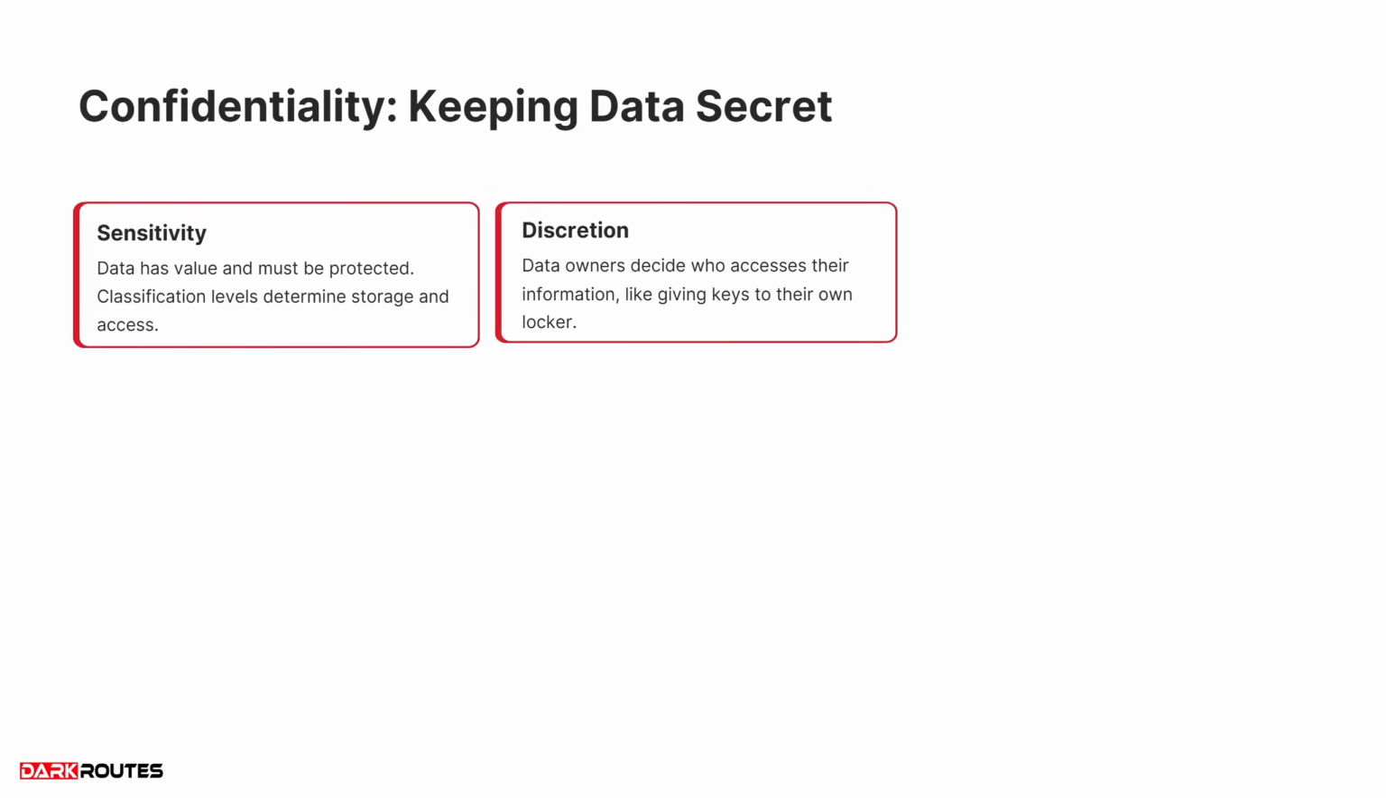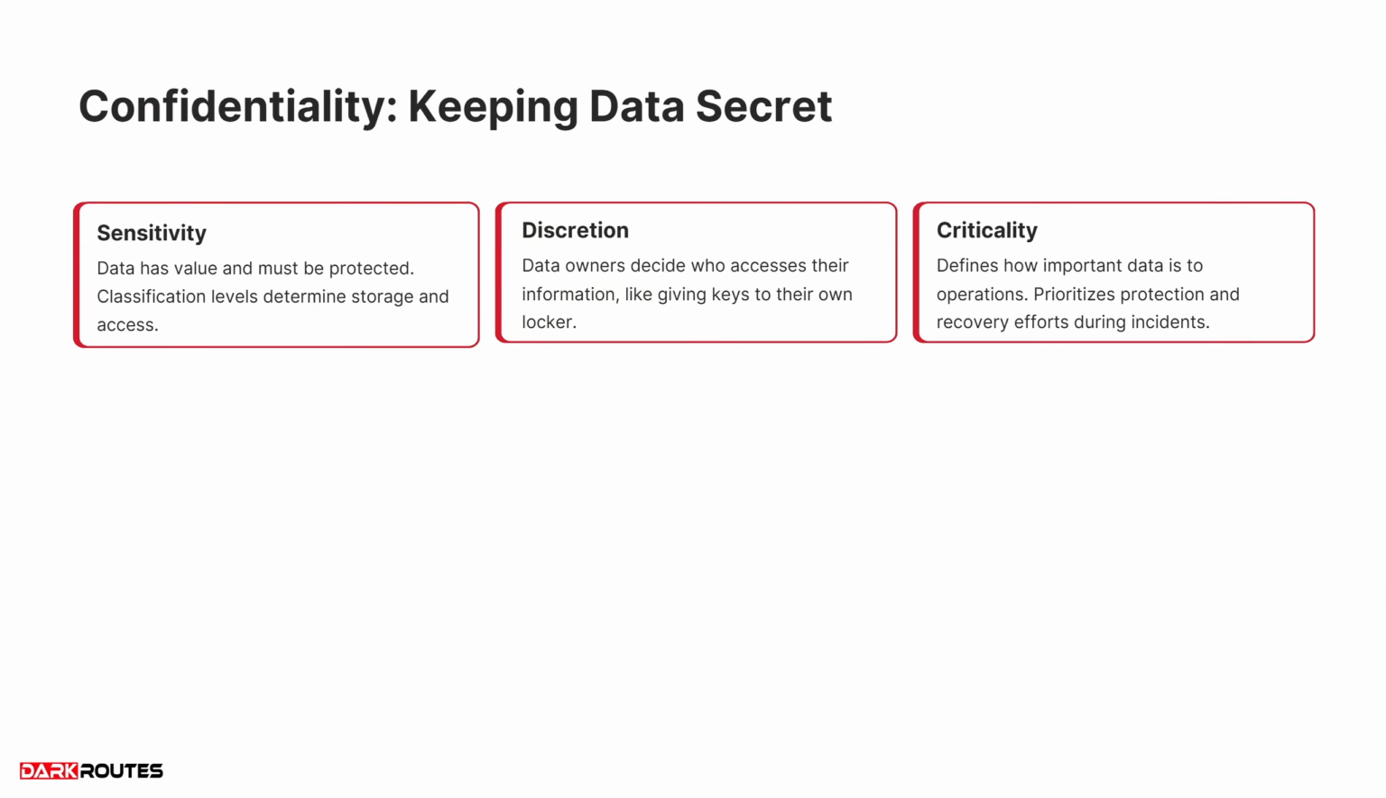Next, we have discretion. Discretion is about how and by whom access decisions are made. Think of it like giving the power to the data owner so that they can decide who can see or use the data. For instance, on a corporate file server that is using a DAC system, discretionary access control, a project manager might share a report only with a specific team by setting up folder permissions. Here, the organization provides the system, but the discretion, the decision making power, lies with the data owner.